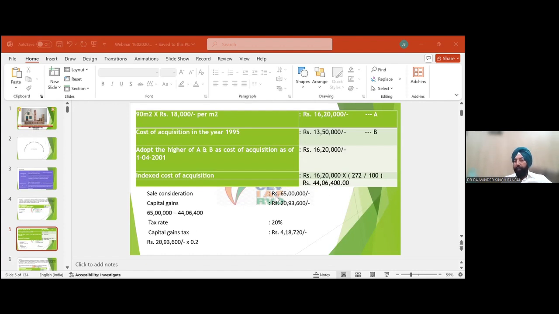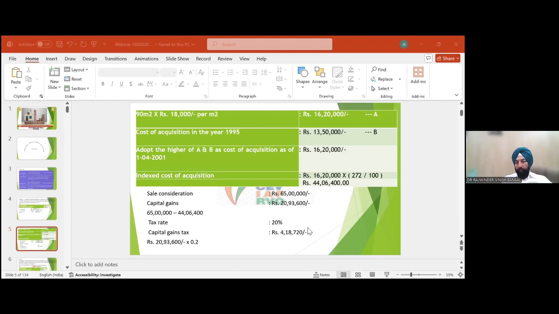And the sale consideration is given as 65 lakh. The capital gain you can calculate as 65 lakh minus 44 lakh 6,400, which is 20 lakh 93,600. So this is the taxable gain, or we can say the capital gain. Over this 20 lakh 93,600, the tax rate, you know, is 20%. So 20% of 20 lakh 93,600 means a tax liability of 4,18,720. This is the tax liability of the person.